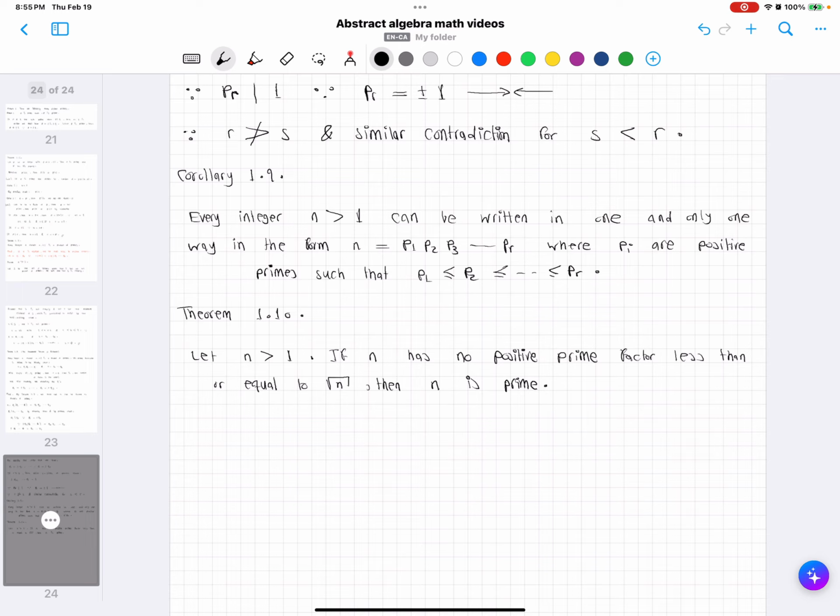So the main point here is, if it has prime factors, those prime factors multiply to n. So what this tells you is that the square root of n is kind of in the middle, in between the factors of n. So that's the main reason.